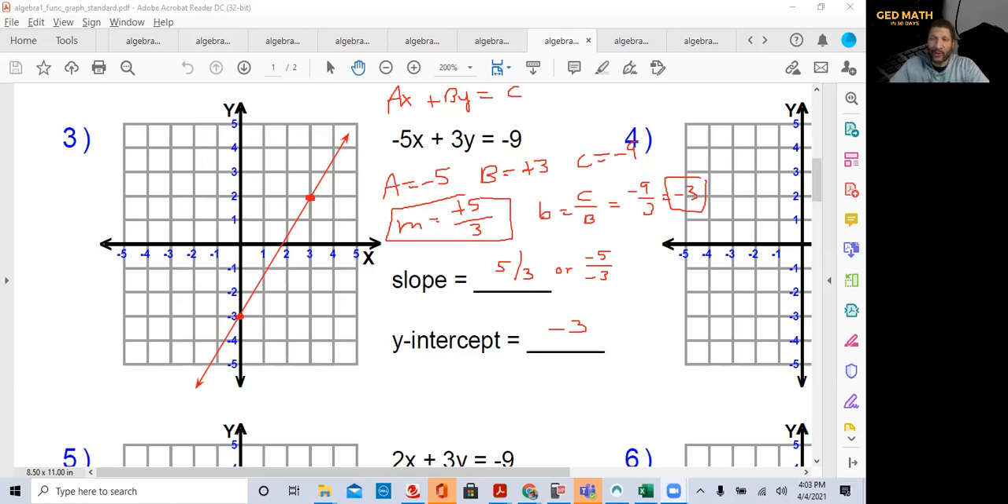I hope this video helped. If it didn't, make sure you rewind, watch it again. This concept will be on your GED math exam, so you have to be ready to be able to find the slope and the y-intercept when your linear equation is in standard form.